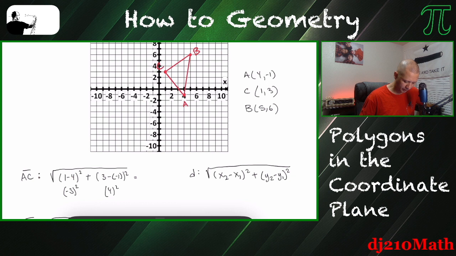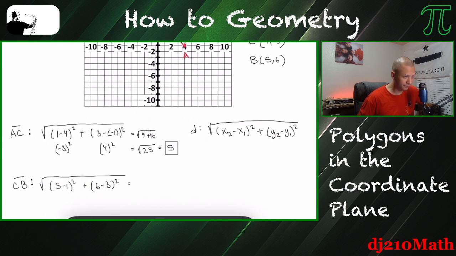So this is going to be the square root of 3 squared, which is 9, plus 16. Right, 4 squared is 16. And this is the square root of 25, which we all know is 5. So the length of AC is 5.